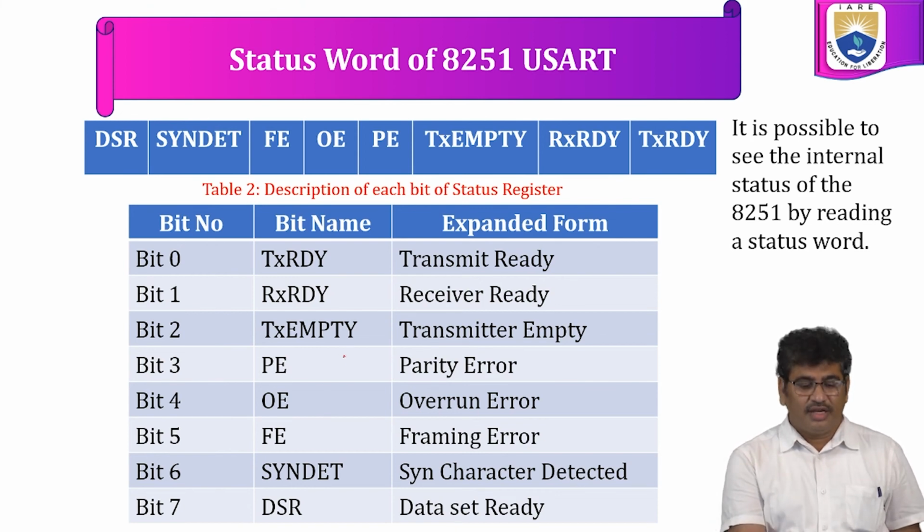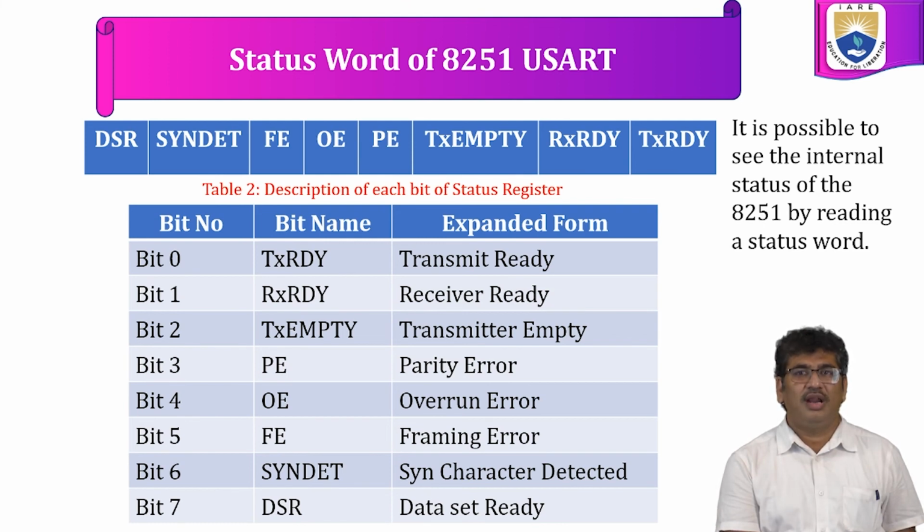For receiving the data, we have to check all these 3 bits. If all these 3 bits are 0, 0, 0, it indicates valid data is received. If any one of these 3 bits is equal to 1, it indicates there is some error in the received data. The error may have occurred due to parity, overrun or framing. If any one error has occurred, then the data which we have received is not valid data.